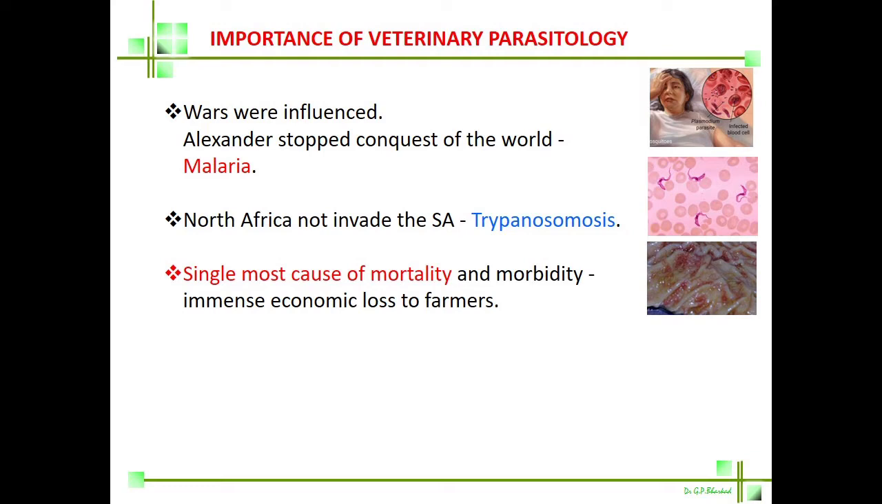In those days, North Africa couldn't invade South Africa just because of the incidence or prevalence of trypanosomosis in that area. Hence, parasites and parasitic diseases are the single most common cause of mortality and morbidity, leading to immense economic losses to the farmers.